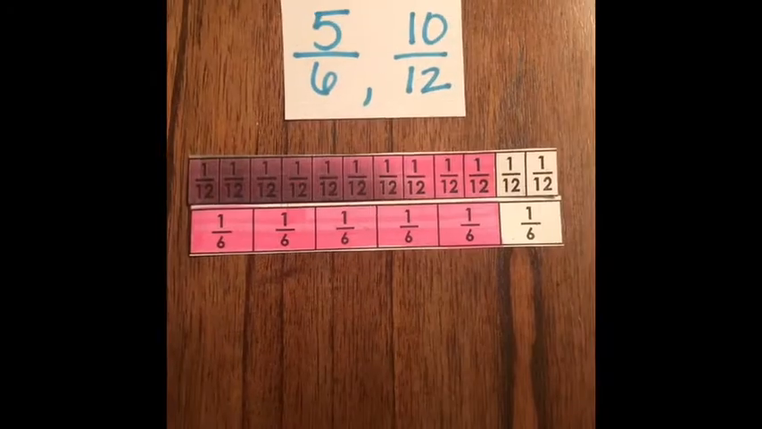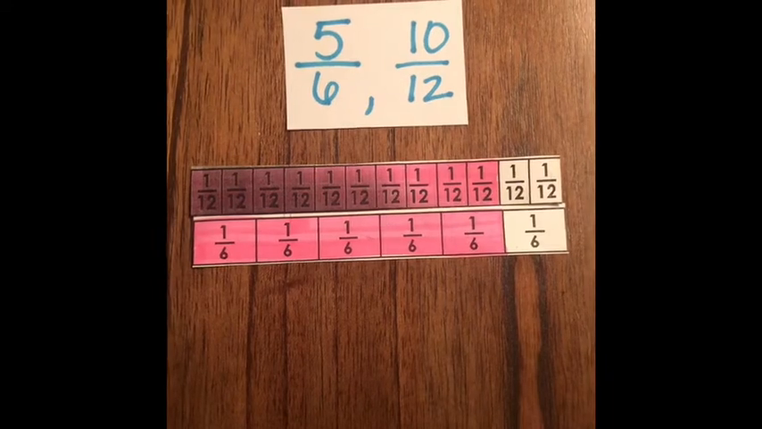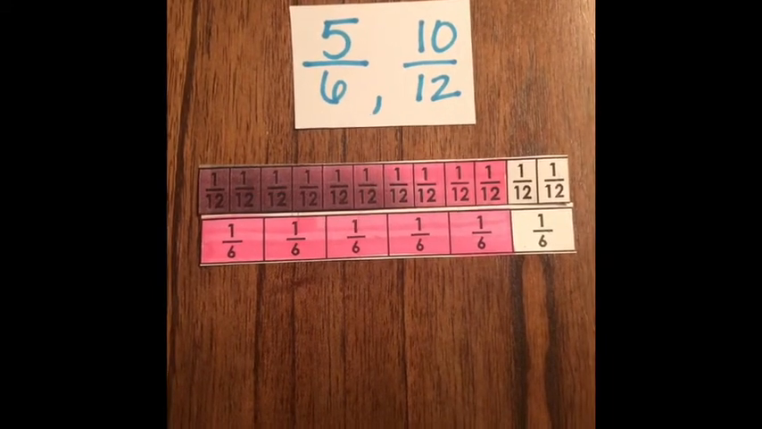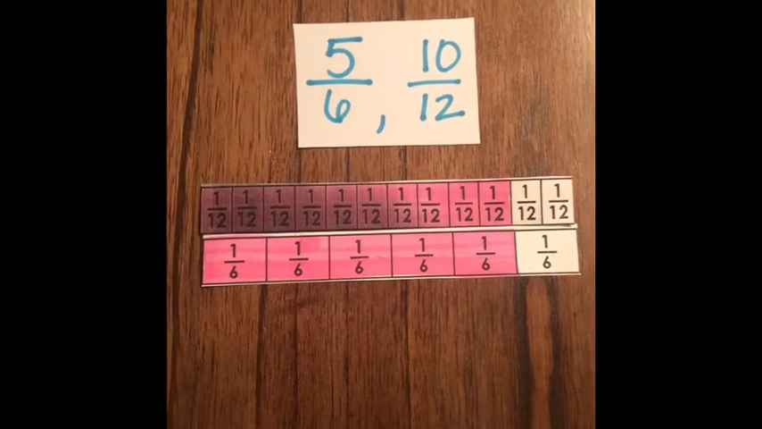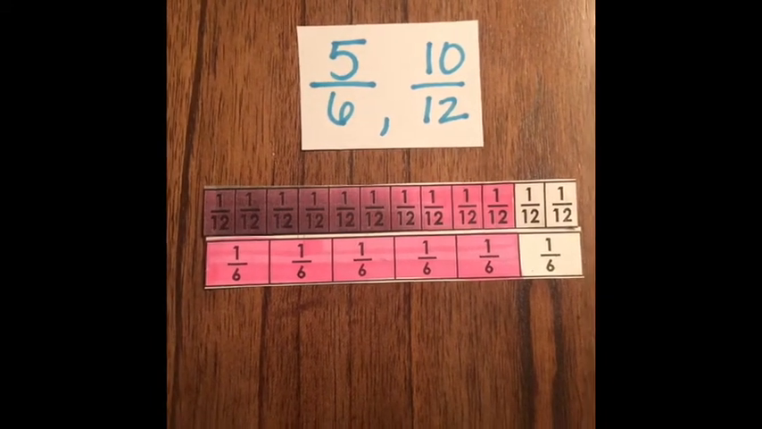The next example of equivalent fractions we have is 5/6 and 10/12. Same strip, but they are broken up differently, but they take up the same amount of space.